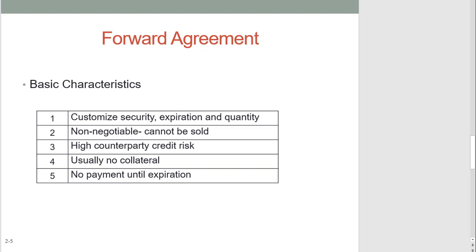Because of this, there's high counterparty risk. That means if one of the parties is expecting a large gain, they only get the gain if the other party pays. If the other party doesn't pay, there is no gain obtained. That's called credit risk. There's usually no collateral for credit risk. But the one other item that's important is there's no payments until expiration. So if you have an agreement that's going to expire 30 days from now, over the 30 days, you can imagine paper gains and paper losses. 30 days from now, there's an actual payment made.